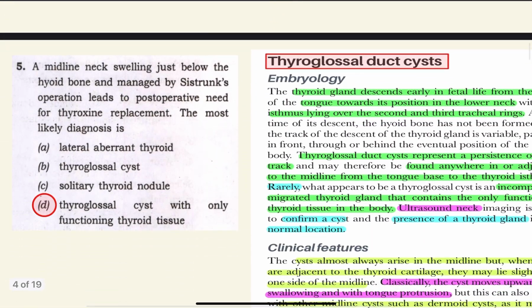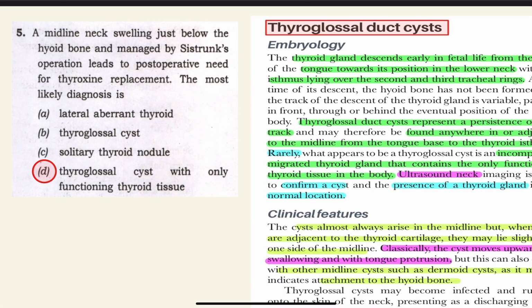Now comes the very favorite topic of all surgical examinations, thyroglossal cyst. So there is a midline neck swelling just below the hyoid bone, managed by Sistrunk operation. The hints are midline neck swelling below the hyoid bone, Sistrunk operation was done, and the patient needed post-operative thyroxine. So we'll take a few important points.